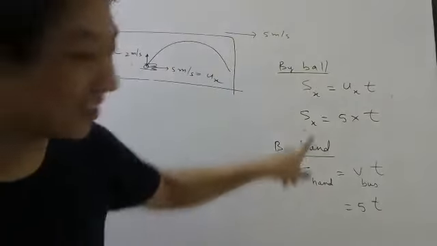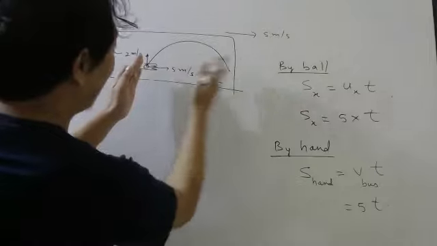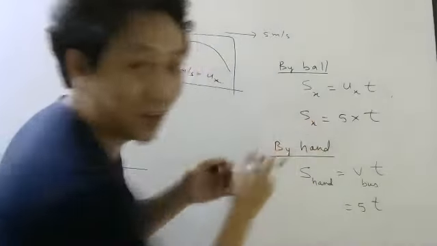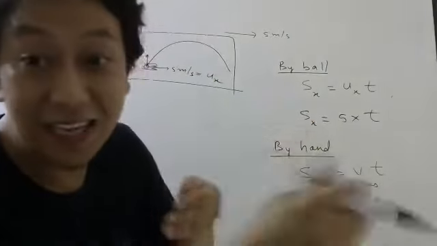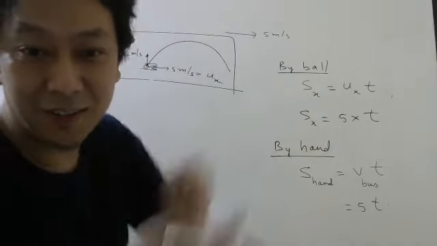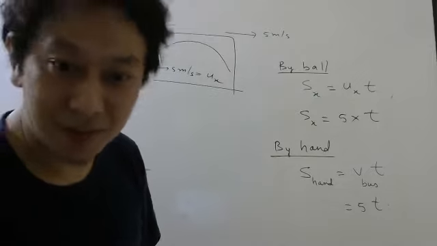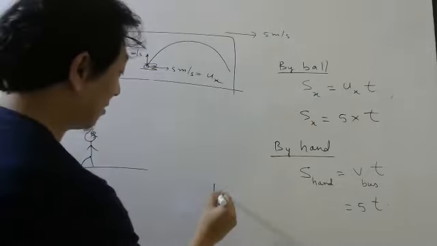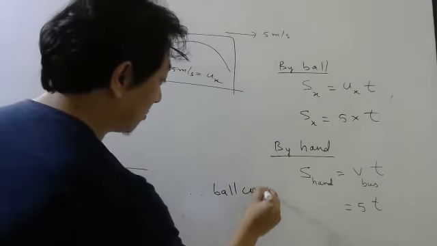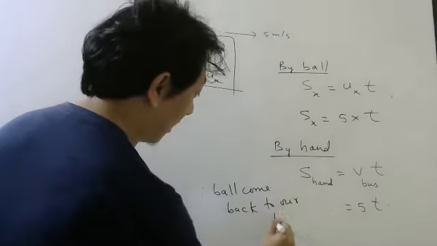So what do you see? The horizontal distance covered by ball, the horizontal, matlab x component, is same as distance covered by your hand. Yes or no, students? So therefore, the ball comes back to our hand.